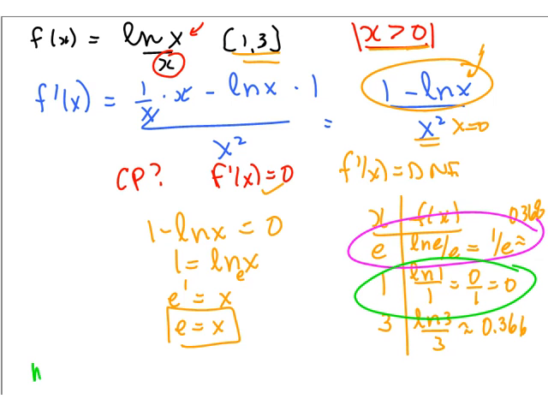So if I ask what is my maximum value, it is 0.368 approximately, or I should probably write it as 1 over e. My minimum value is 0. And that gives you a little bit of a snapshot on how to find absolute maxes and absolute mins.